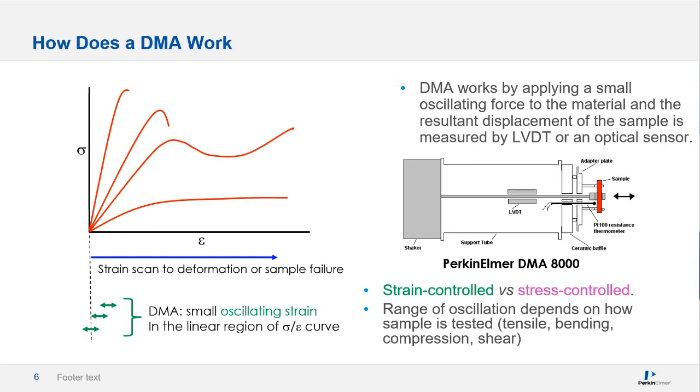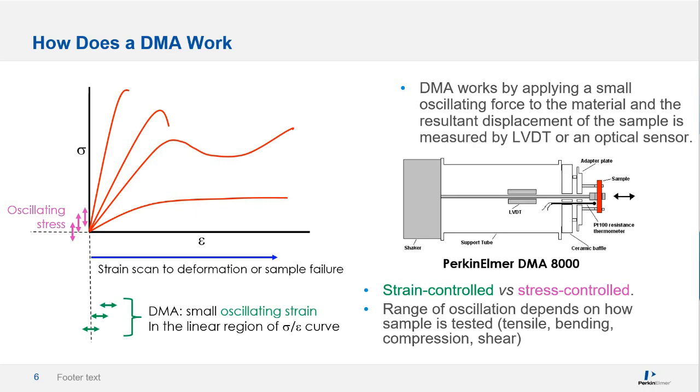During the test, sample can be heated or cooled from liquid nitrogen temperature all the way up to 600 degrees C. The green arrows on the bottom left show the small strain amplitude above zero or around zero, depending on how the sample is tested. This is done in a strain control mode. The purple arrows show oscillating stress used in the test. This is the other mode called stress control mode.